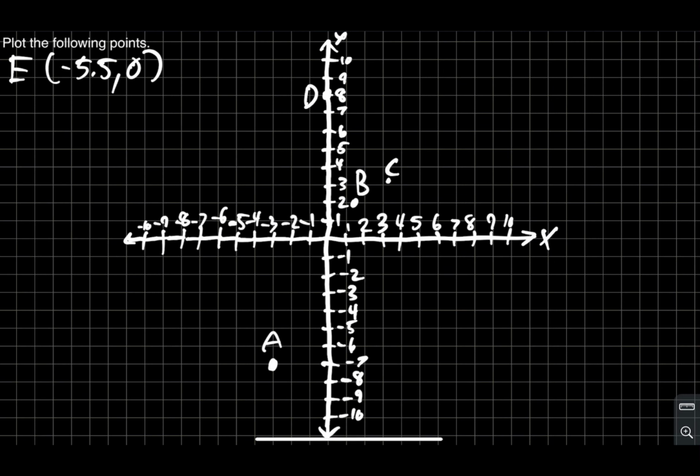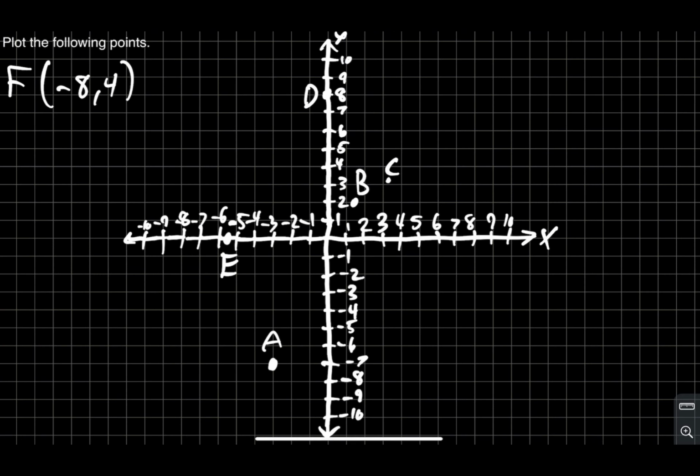Now for point E, we have a value of -5.5 for the x and a value of 0 for the y. So for our x value, we know that -5.5, that's in between -6 and -5. So our x value is going to be in the middle of that range. And then our y value is 0, so we're not going to move up and down. We're just going to stay in the middle for our y value. So your point is going to be about right here. It's going to be point E.